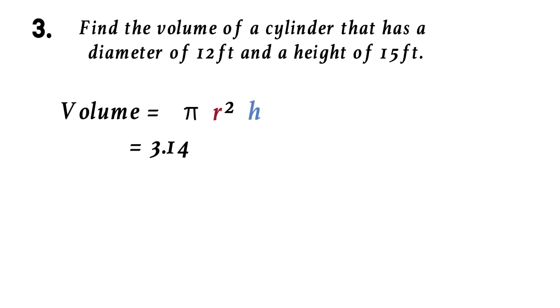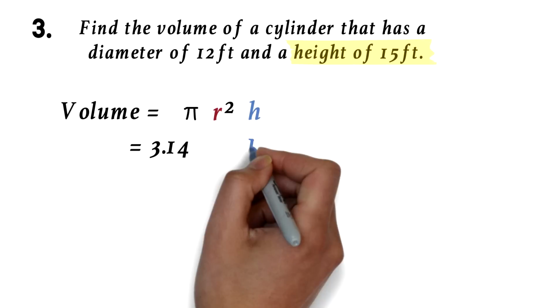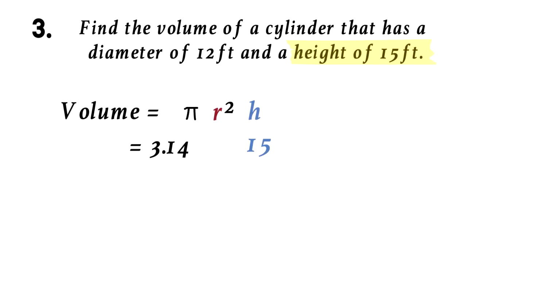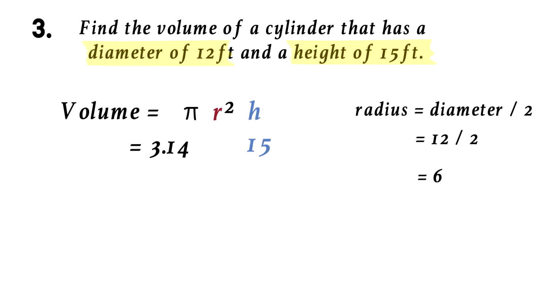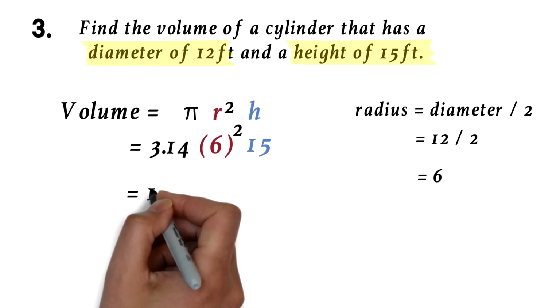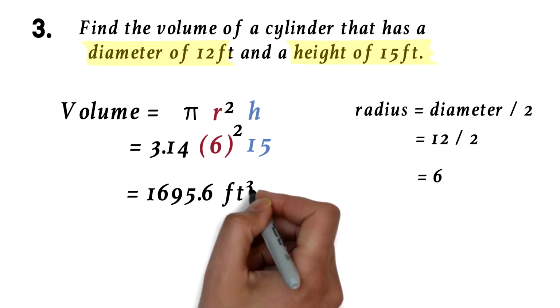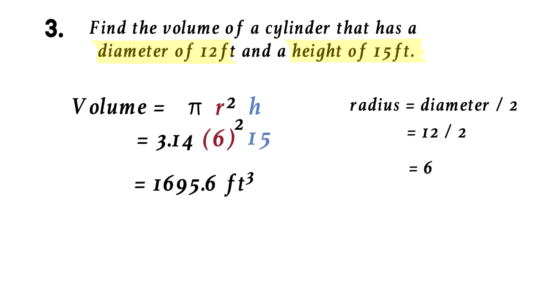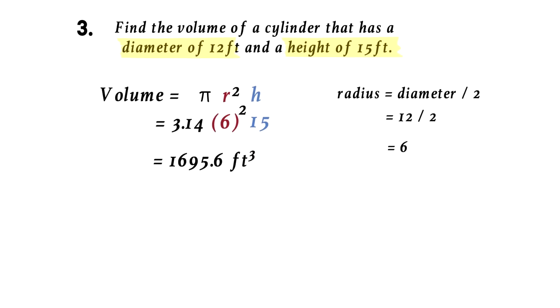We need to know the value of height, h, which has been given to us as 15. Then finally, we need to know the value of the radius r, which has not been given to us. We were given the diameter, but we know that the radius is diameter divided by 2. So we divide 12 by 2 to get 6 as our radius. So we have the volume to be pi, which is 3.14, times 6 squared times 15. We input this into our calculator and get the volume of the cylinder to be 1,695.6 feet cubed.